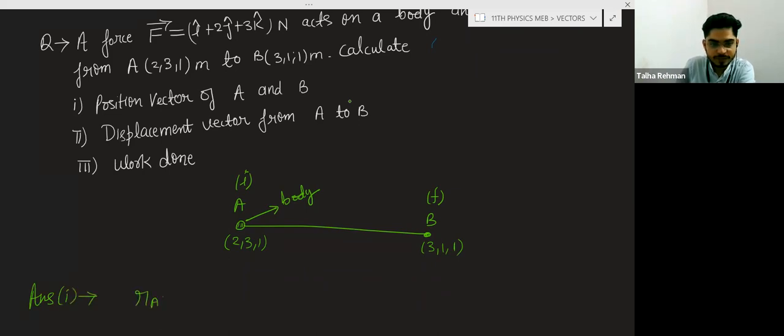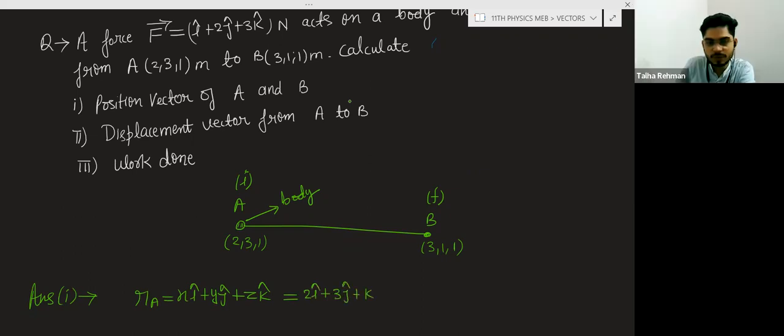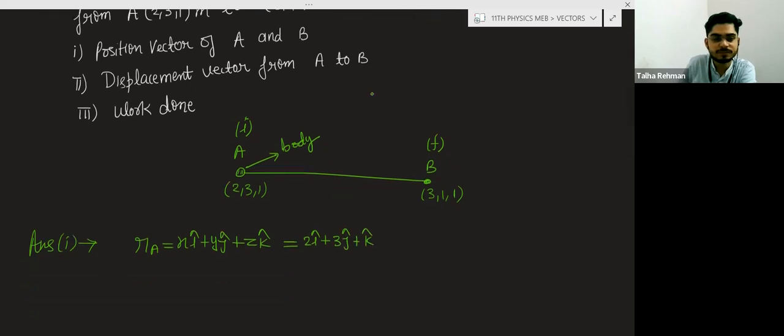Position vector of A is given by x i cap plus y j cap plus z k cap. What is x? 2i cap plus 3j cap plus k cap only. So this is the position vector of A. R represents the position vector. In NCERT the position vector is represented by R. That is why I am representing the position vector with R. Otherwise you can represent it with P also. So r suffix A, this is a small r.